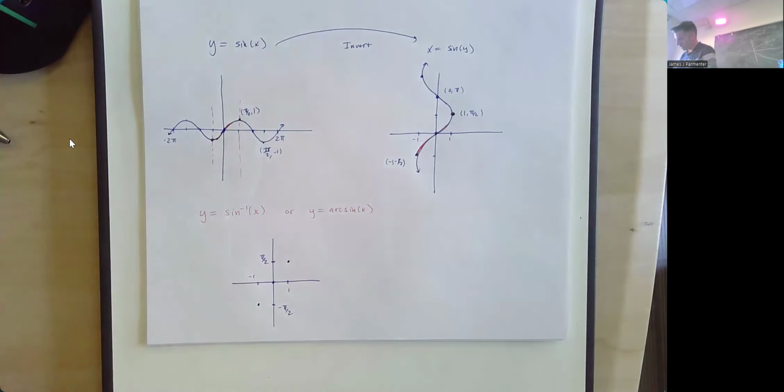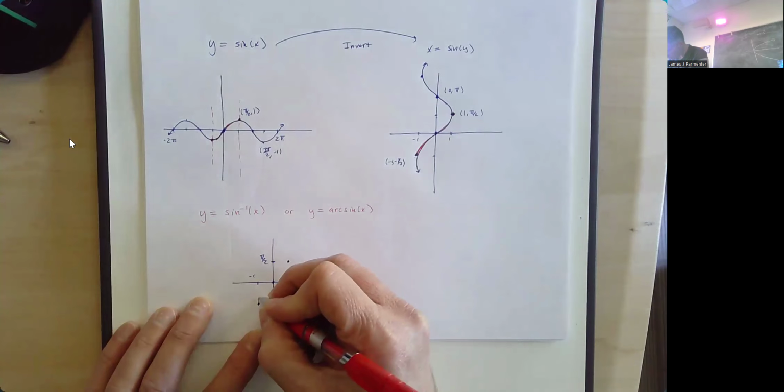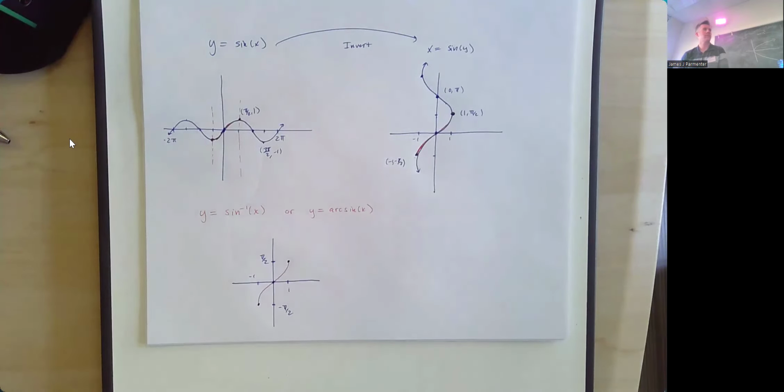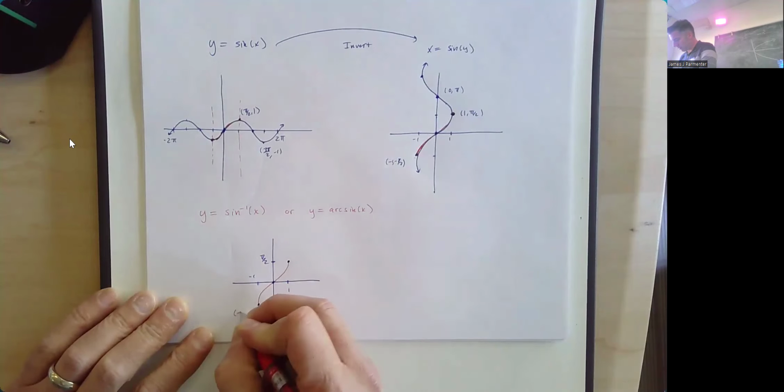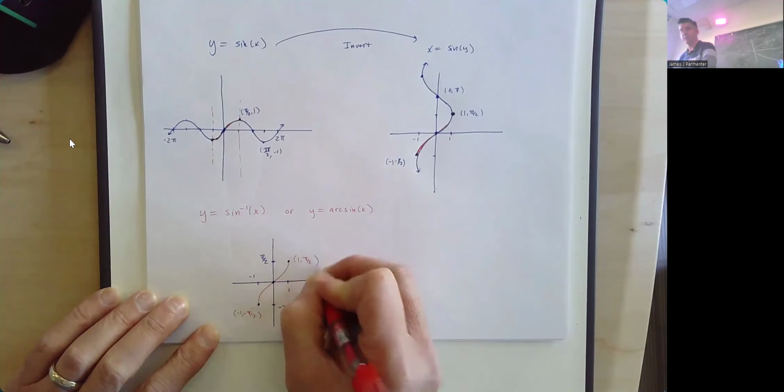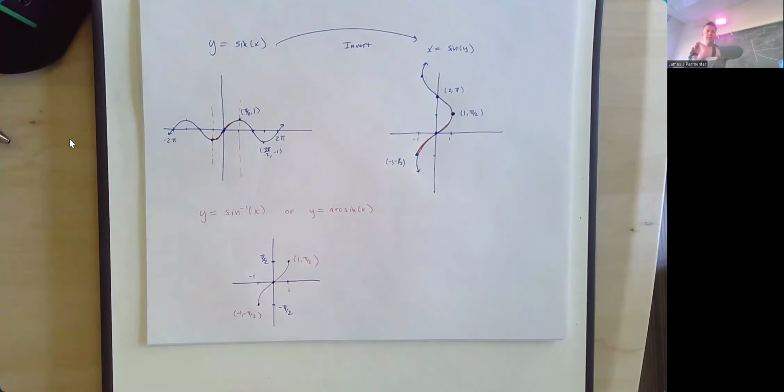Here is our inverse sine graph. Kind of not a lot, but that's the whole story. It goes from negative 1, comma, negative pi over 2 to 1, comma, pi over 2.